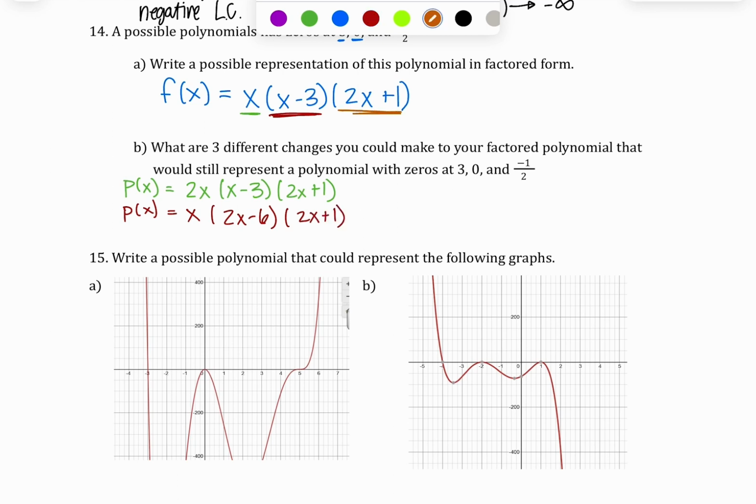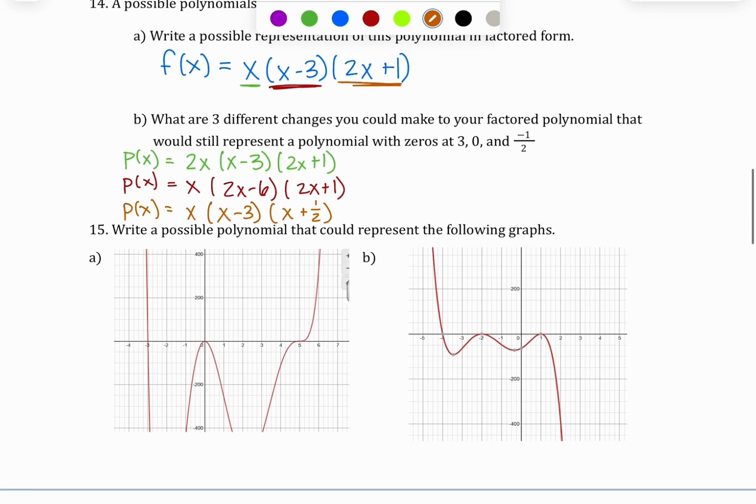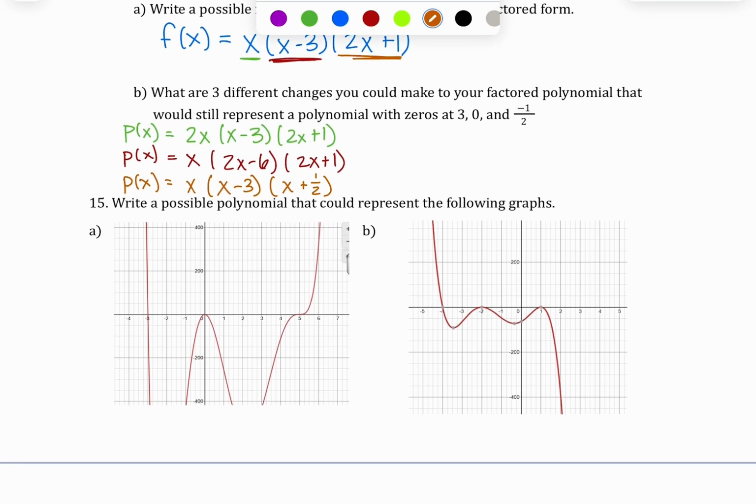And then the last representation, x minus 3, and maybe if we did x plus 1/2. Just wrote it as the fraction. Those are all possible representations of things that are still equivalent and still give us the same zeros, but are written differently or shown differently.